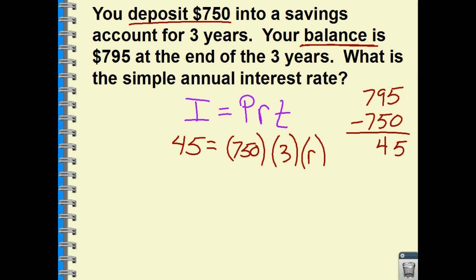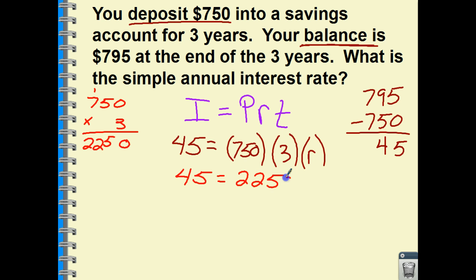And now we are going to go and do our math, okay? So we have 45 equaling 750 multiplied by 3 multiplied by R. According to the order of operations, I can do my multiplication here first. So let's come off to the side again. We have 750 multiplied by 3, which is 2,250 multiplied by R.